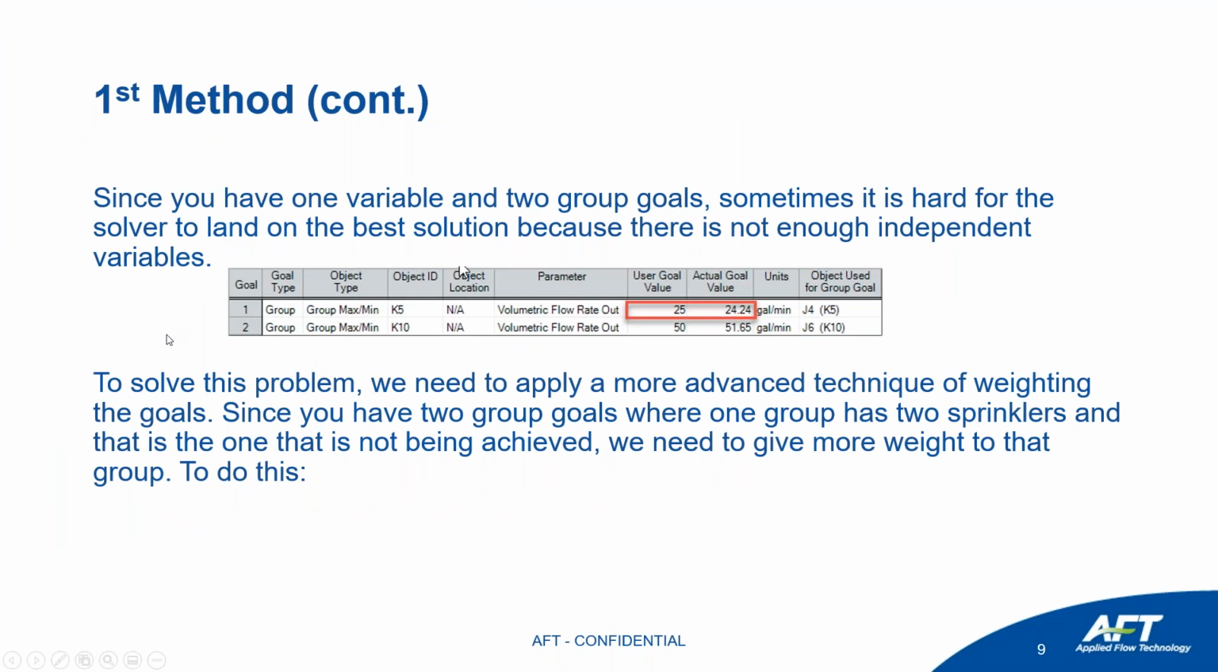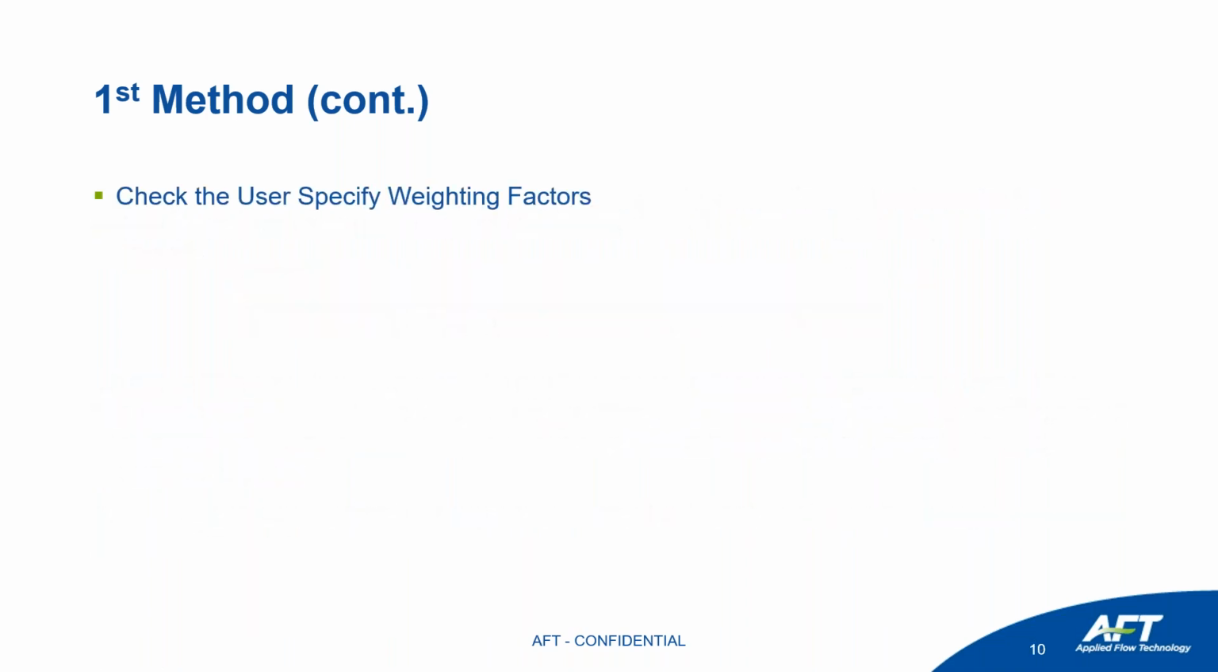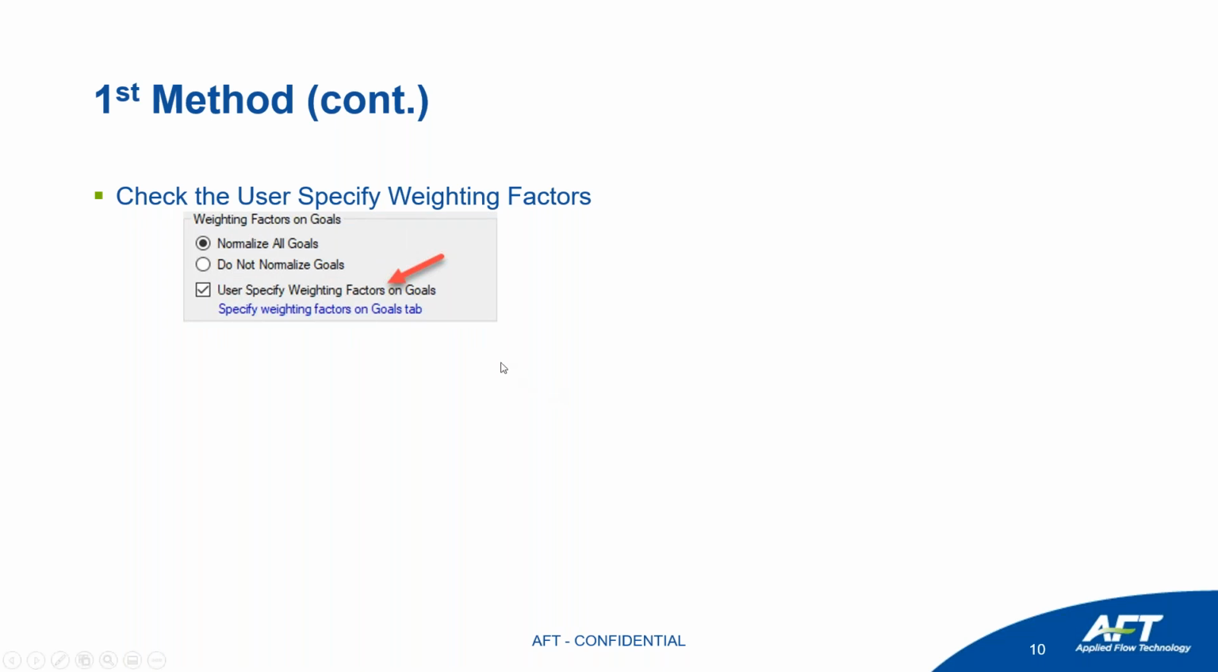To solve this problem, we need to apply a more advanced technique of weighting the goals. Since you have two goals where one group has two sprinklers, and that is the one that is not being achieved, we need to give more weight to that group. To do this, we go to analysis setup and select goal seek and control manager numerical control. This will open weighting factors, and we activate the weighting factors for the goals.